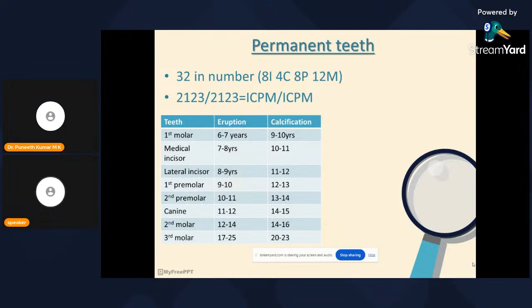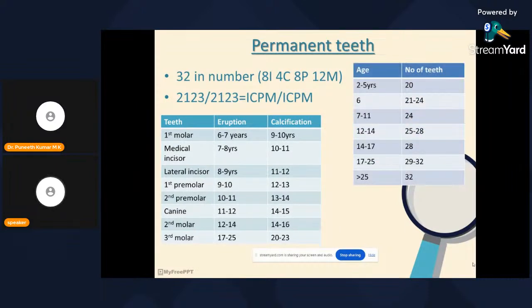Here, the order is: first molar will erupt at 6 to 7 years, medial incisor 7 to 8 years, lateral incisor 8 to 9 years, first premolar 9 to 10, second premolar 10 to 11 years, canines at 11 to 12 years, second molar 12 to 14, and third molar 17 to 20 years. I have written in the ascending order of the eruption of the teeth. Based on that, you can write it. If you remember which teeth come first, you can write in ascending order of the years. It will be easy for remembering.